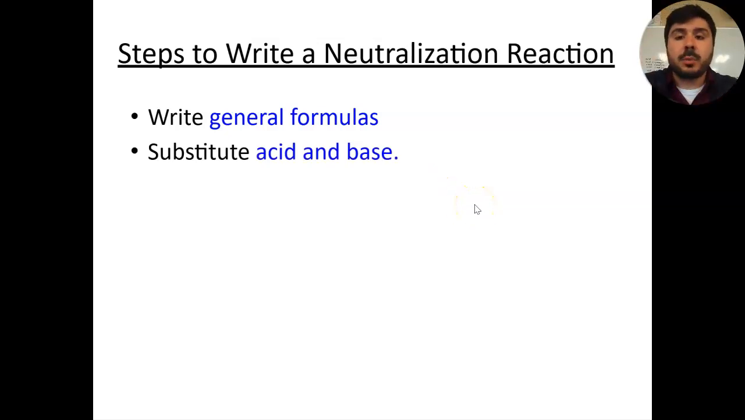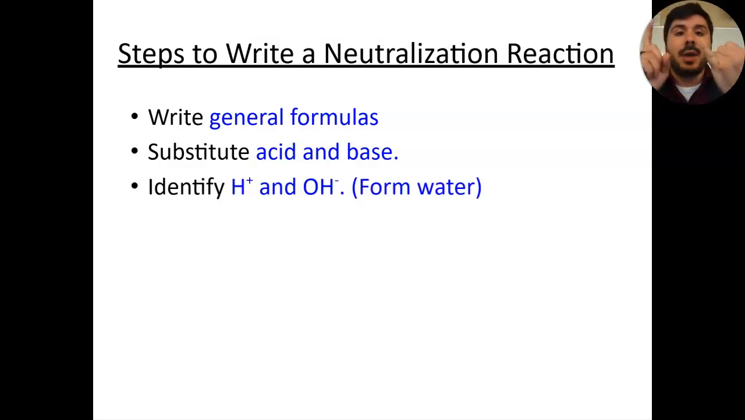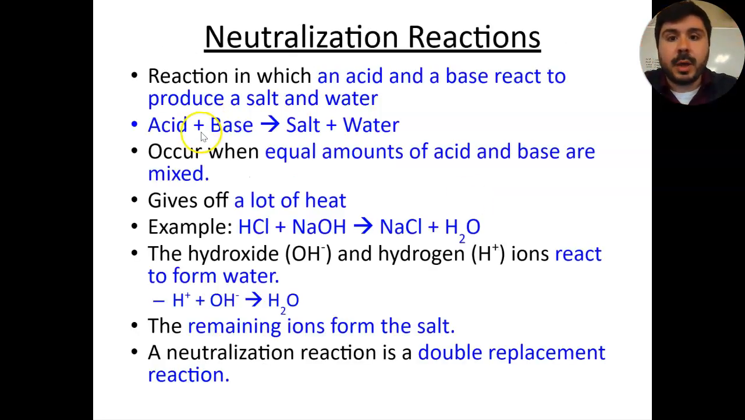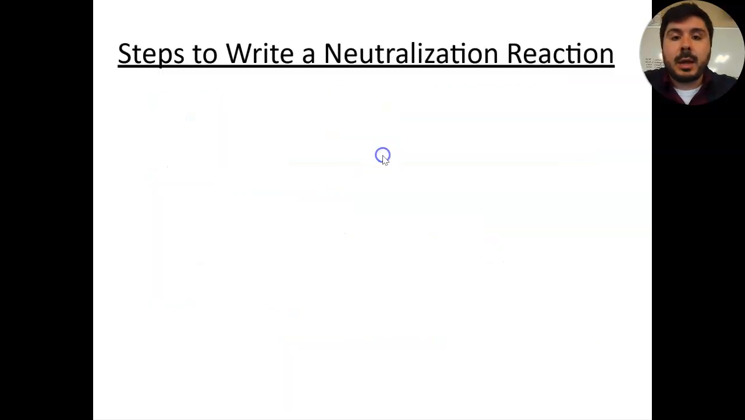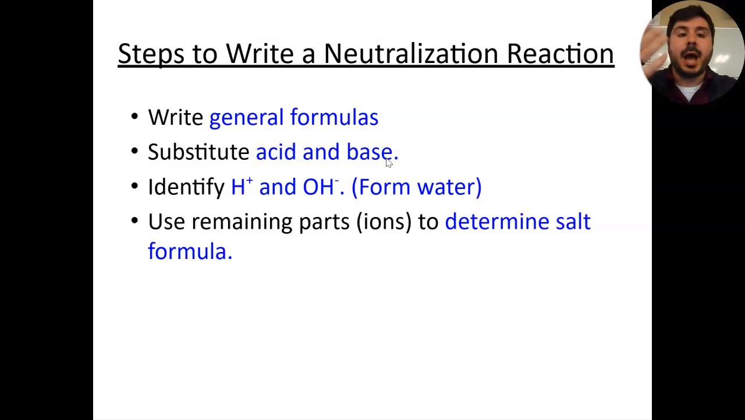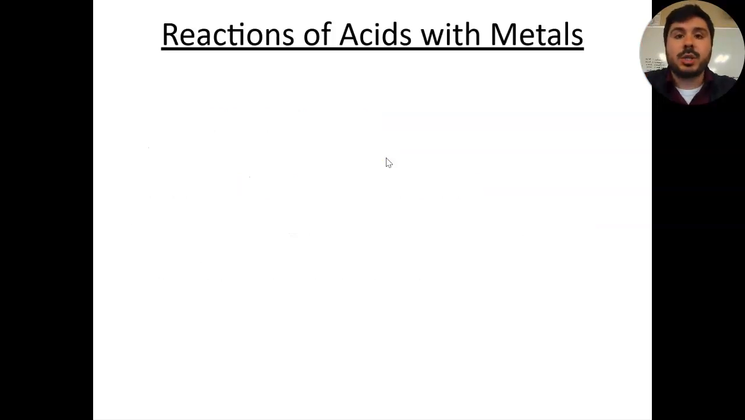And then, once you have that general formula, substitute the acid and the base with the actual formulas, whether it's HCl or HNO3, whatever the acid may be, and whatever the base might be, NaOH, Ca(OH)2, whatever. Plug that formula into acid and base. Then always make sure you're identifying your H plus ion from your acid and your OH minus ion from your base. That's going to help you form your water always, because the general formula always says we are creating water. We're always creating H2O every single time, okay? Then from there, you can use the remaining ions to form your salt. Balance the equation as necessary, and there you go.